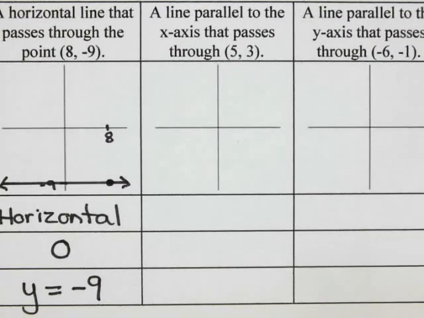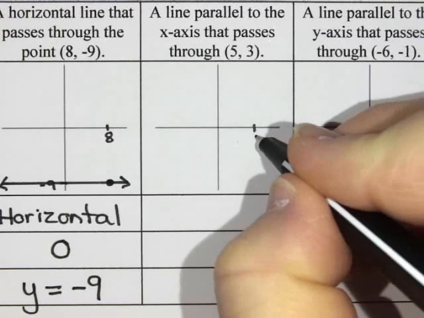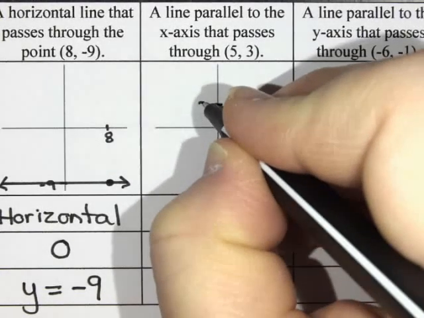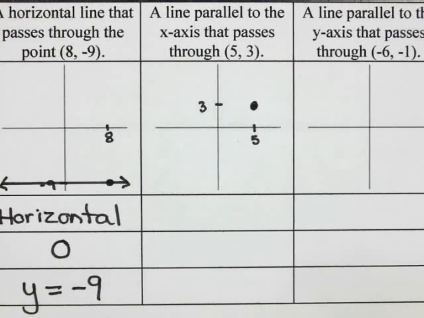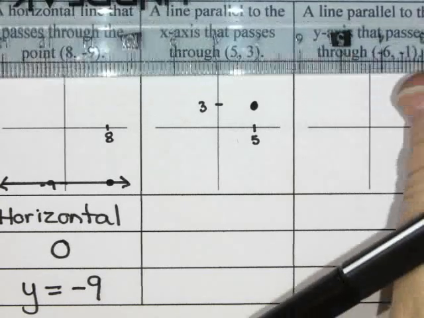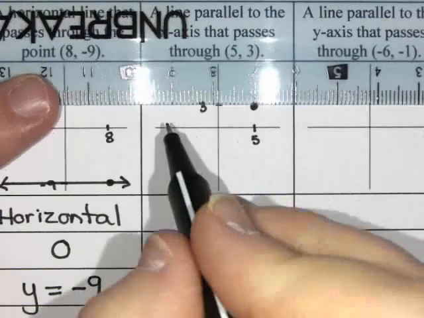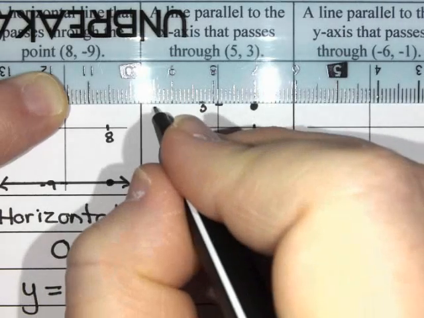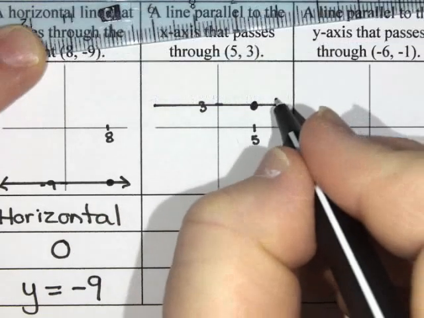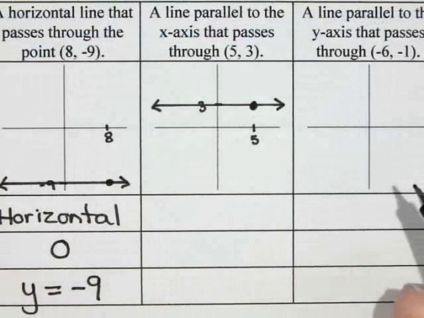This one says a line parallel to the x-axis that passes through 5 and 3. So 5 and 3, maybe right there. Now, parallel to the x-axis. Parallel means they have the same slope, so they should be evenly spaced and not cross. So if it's parallel to the x-axis, it should look like this, which makes it a horizontal line.